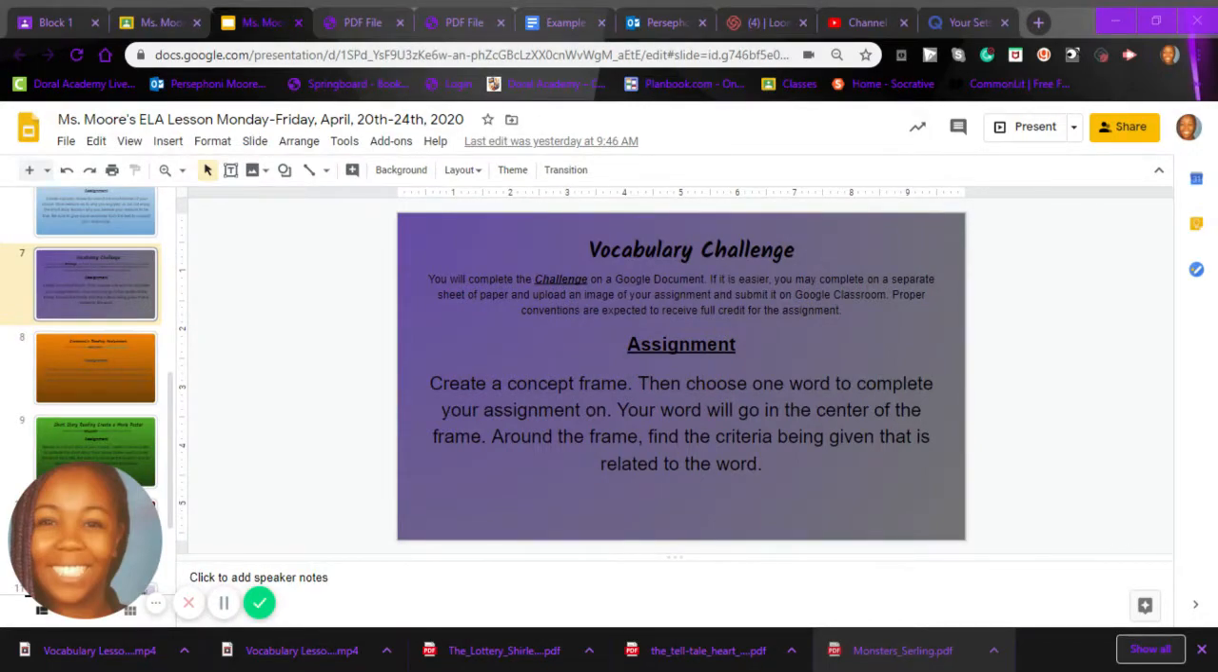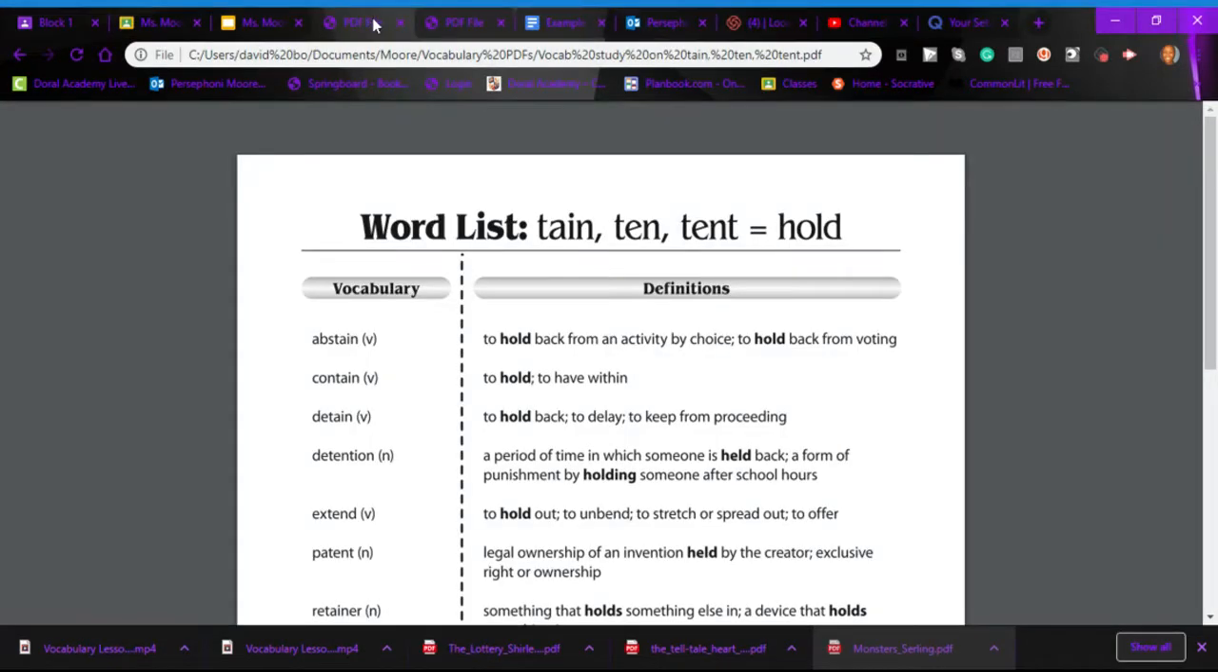You will choose one of the words, and there are some criteria around the frame that you will need to find and give examples for related to the word in the middle of the frame. But first, let's complete our vocabulary list for this week. For this week, your vocabulary list is tain, ten, and tent, meaning to hold.